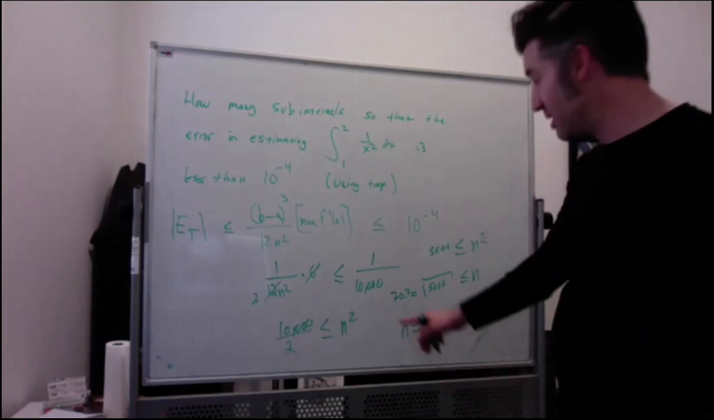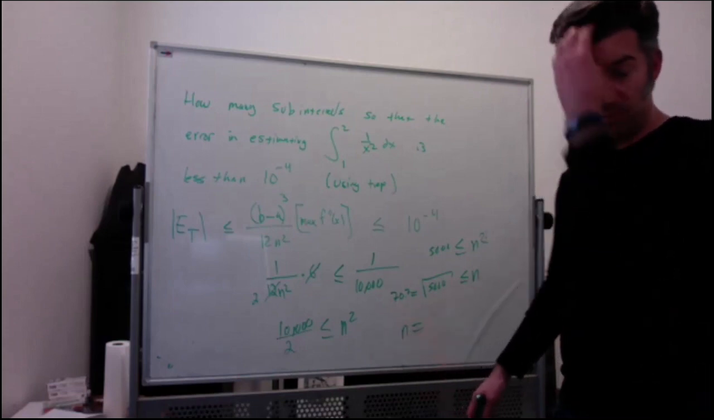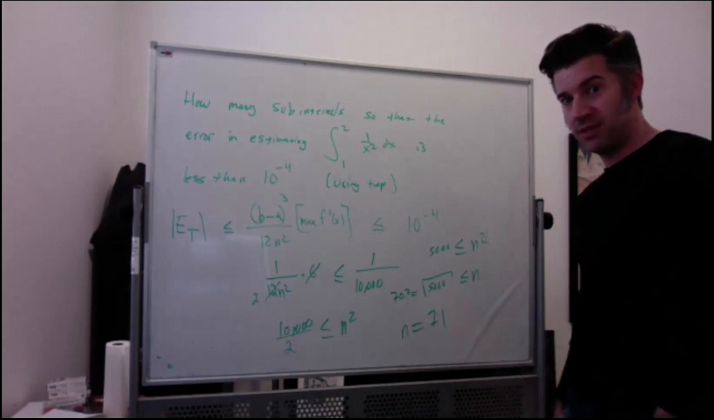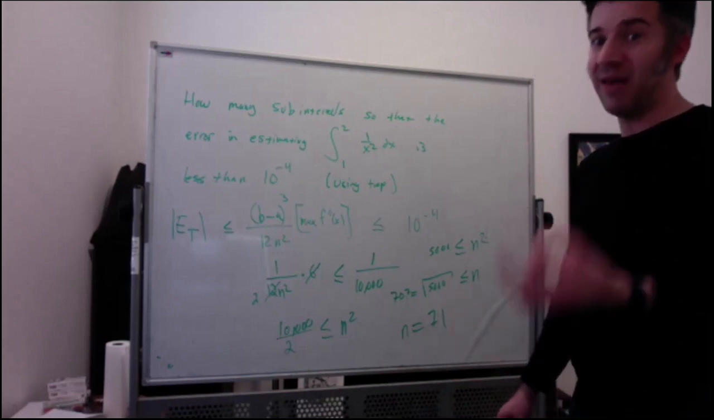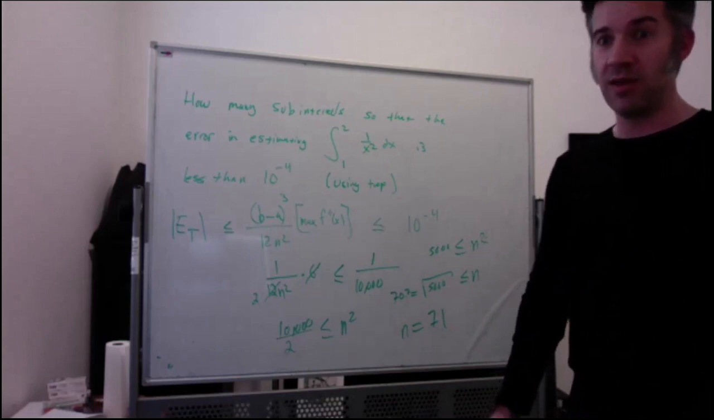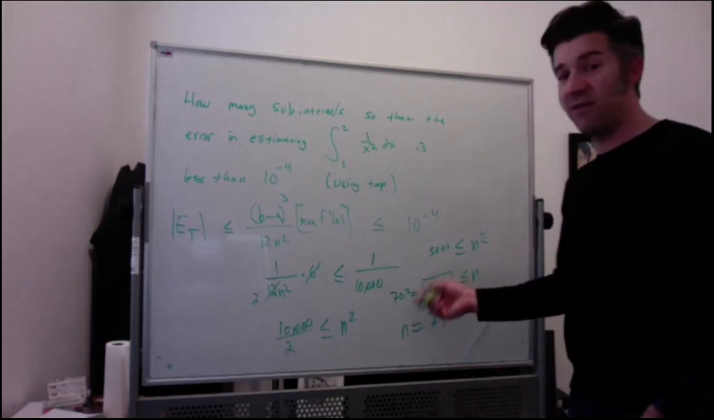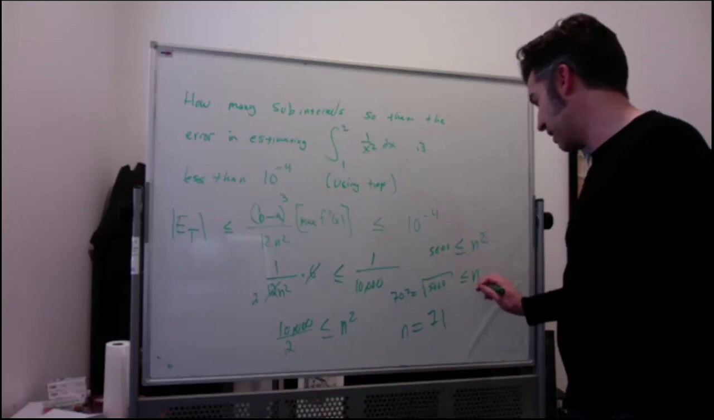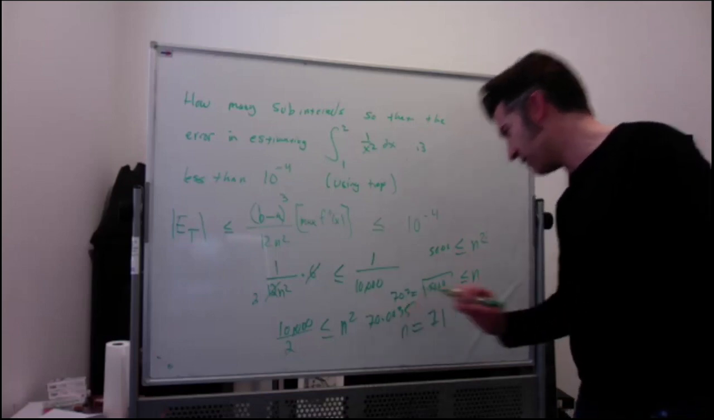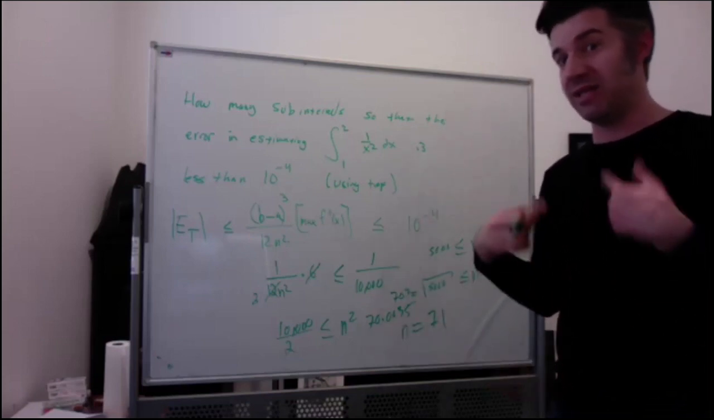Well, I can't pick 70.7 subintervals. How many subintervals do I actually have to pick? 71. If you only pick 70, you might not be close enough. Your error might just be a little bit too big. So you always have to go up to the next one, even if I had gotten n bigger than or equal to like 70.0035, I'd still have to round up to 71 because you have to make sure you have enough subintervals.